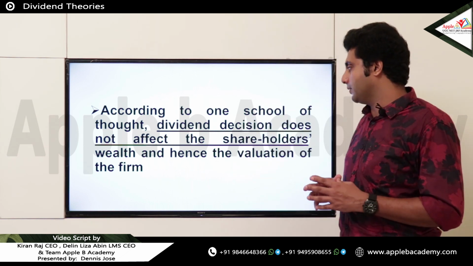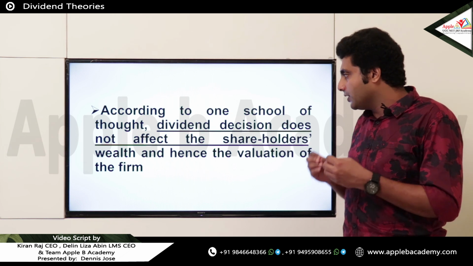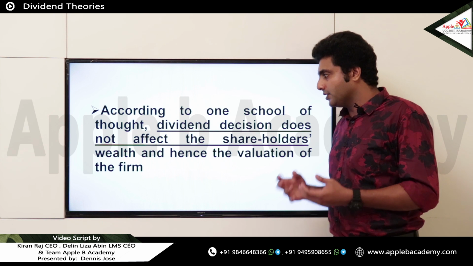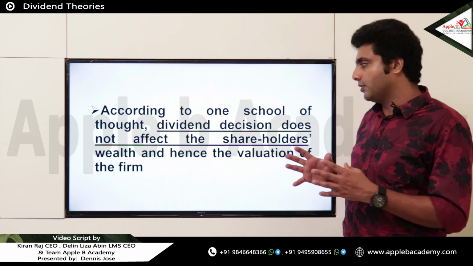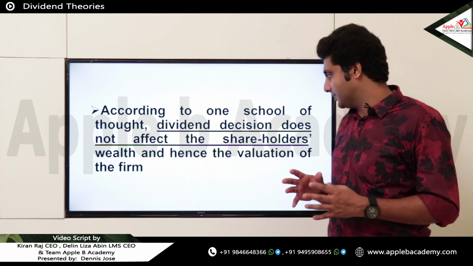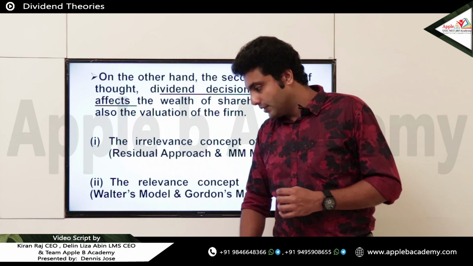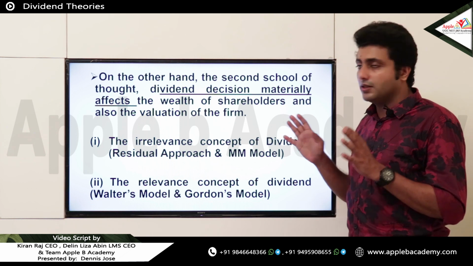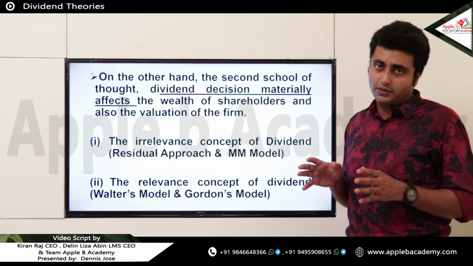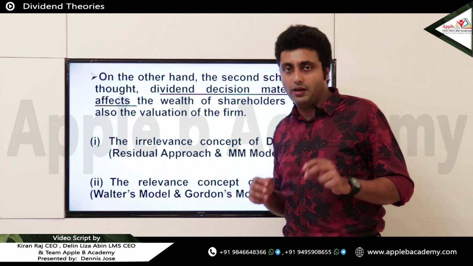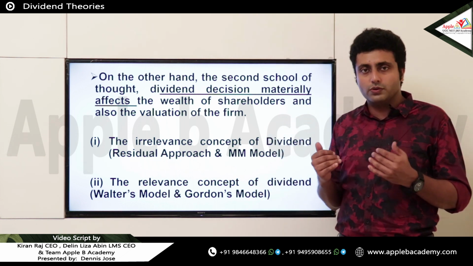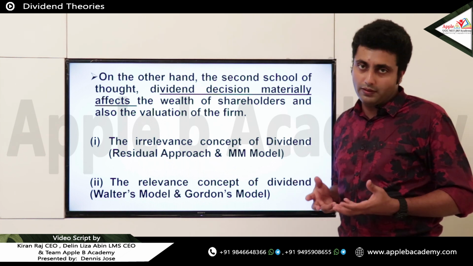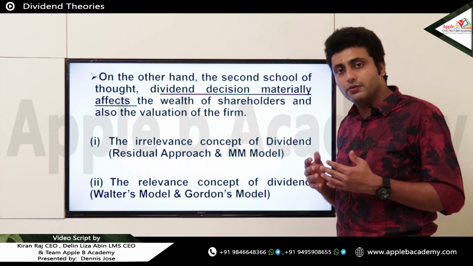That is one school of thought, which is known as the theory of irrelevance, because the dividend decision does not affect the shareholders' wealth. And the second school of thought is just opposite to this. Dividend decision affects the value of the firm. So, we say it is theory of relevance. So, these are the two schools of thought, theory of irrelevance and theory of relevance.